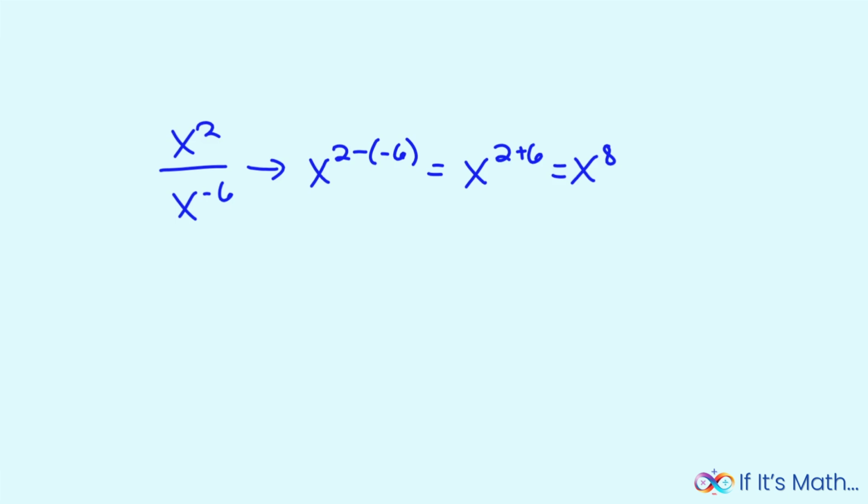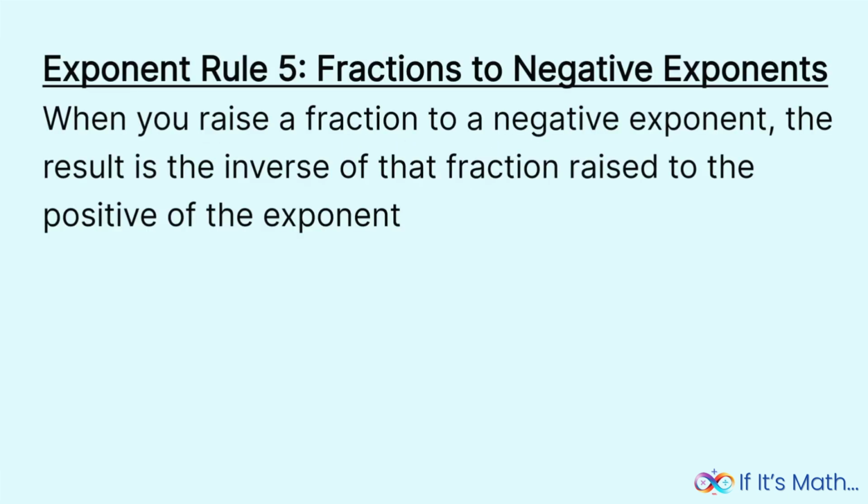Okay, one more rule, then we're going to go through a bunch of examples. So this rule is fractions raised to negative exponents. If you raise a fraction to a negative exponent, the result is the inverse of that fraction raised to the positive of the exponent. That makes absolutely no sense without seeing an example. So let's look at this in actual numbers.